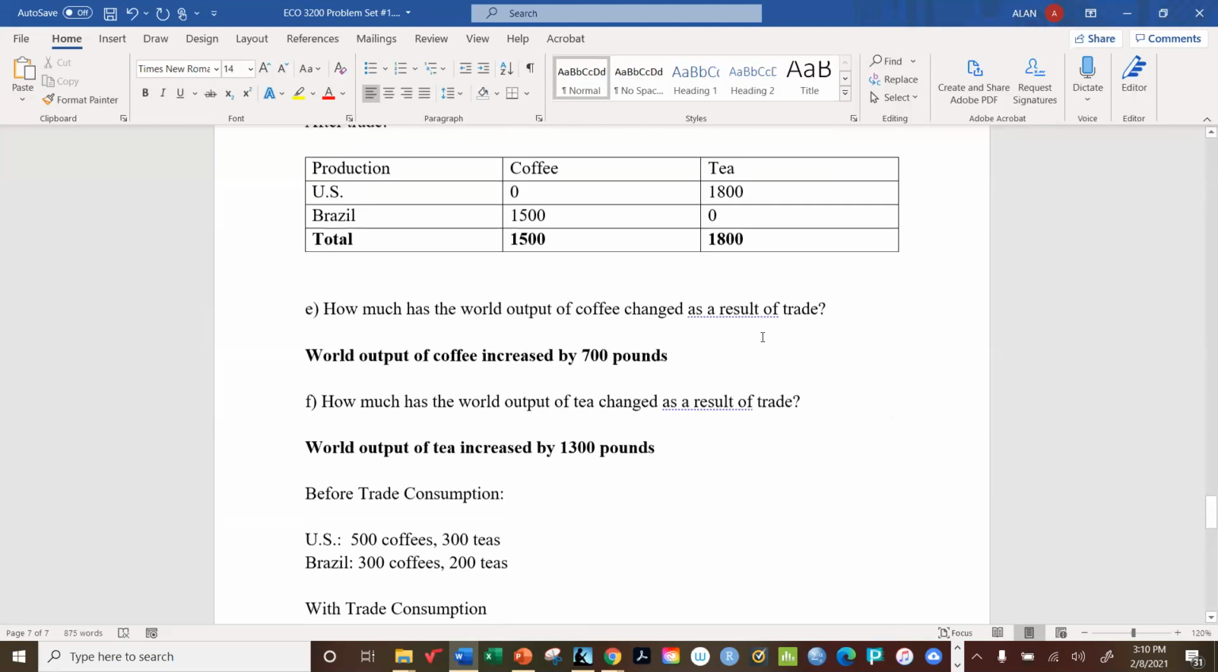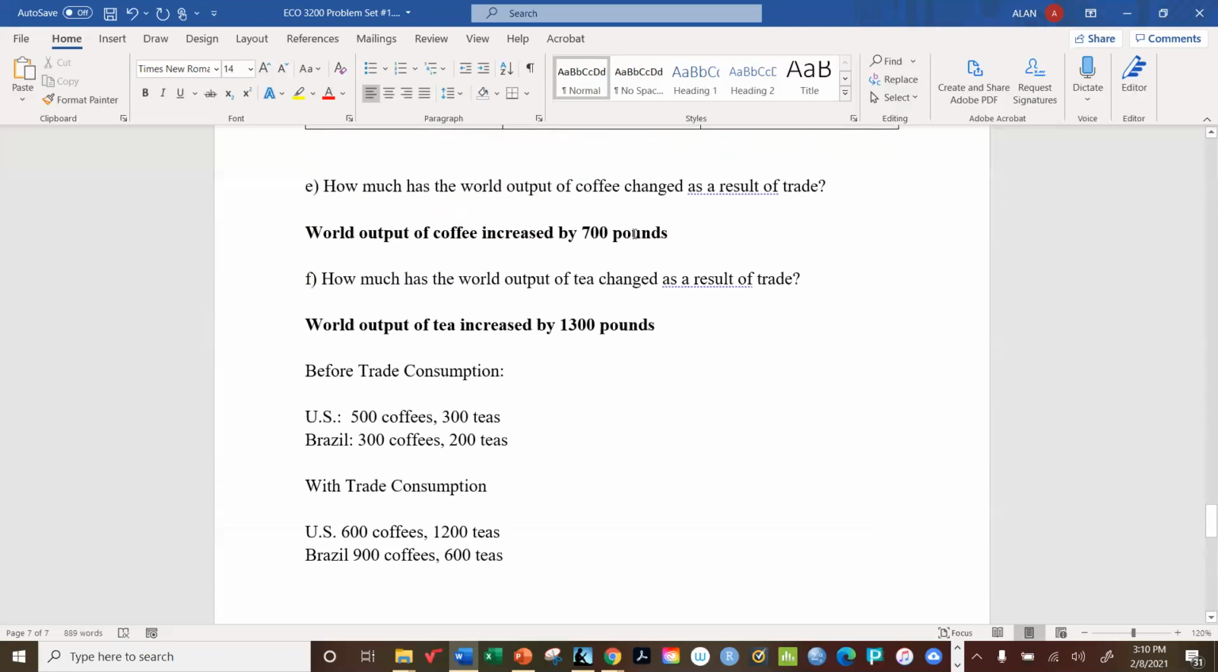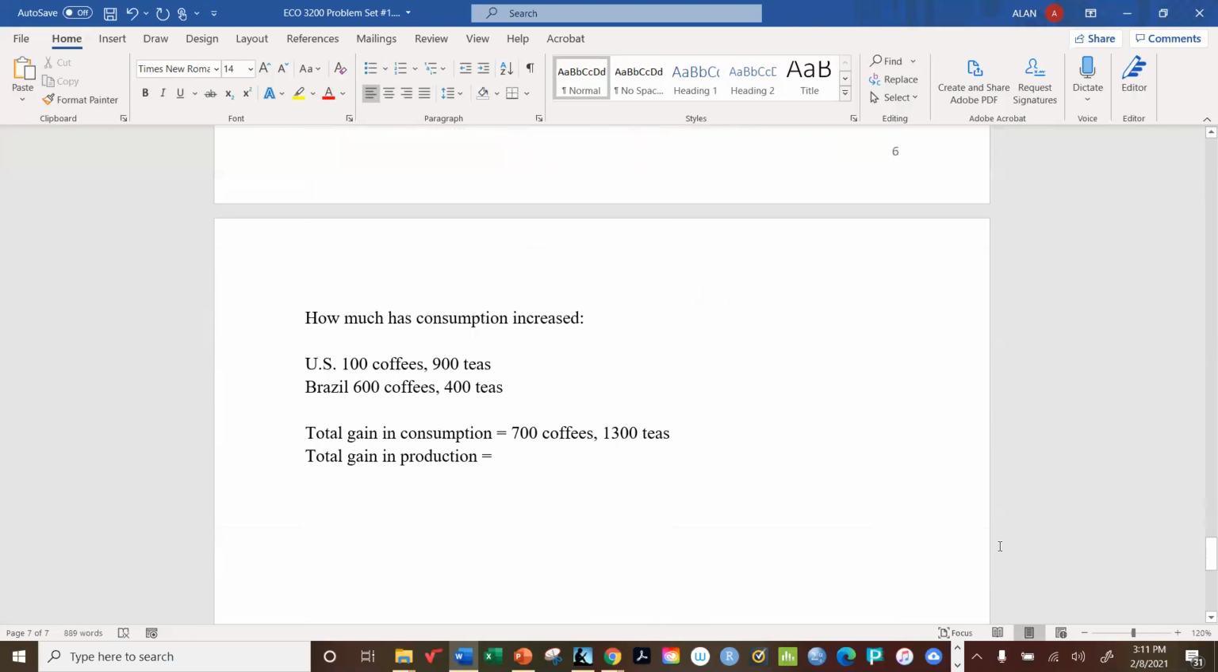Okay. And if you notice, the total gain in consumption is 700 coffees and 1,300 teas, which makes sense because we've already seen that the total gain in production is also, from up here, 700 coffees, 1,300 teas. It has to be the same, okay?